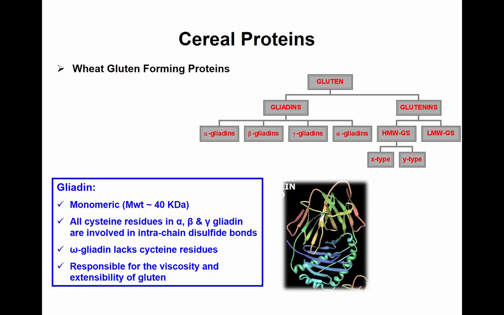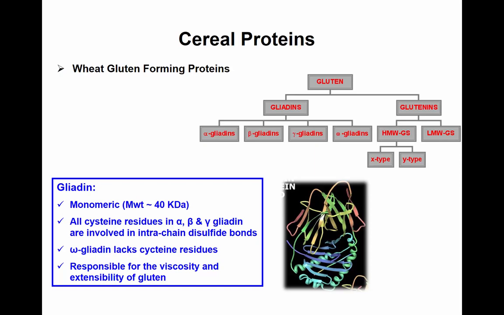With wheat gluten-forming proteins, it's important to remember that there's no gluten in wheat. There are gluten-forming proteins in wheat, and these are basically your gliadins and glutenins. Gliadins are subdivided into four different gliadins: the alpha, beta, and gamma, and then the omega gliadins. They're all monomeric, with an average molecular weight around 40 kilodalton, plus or minus.